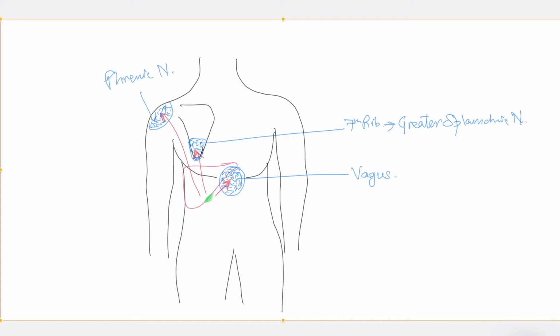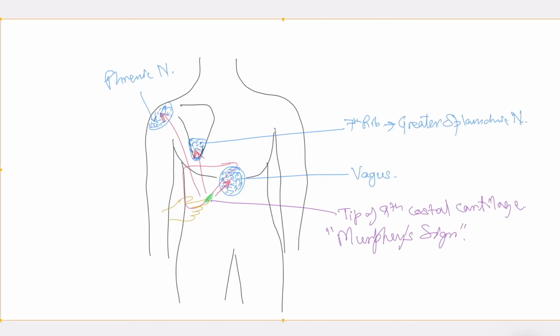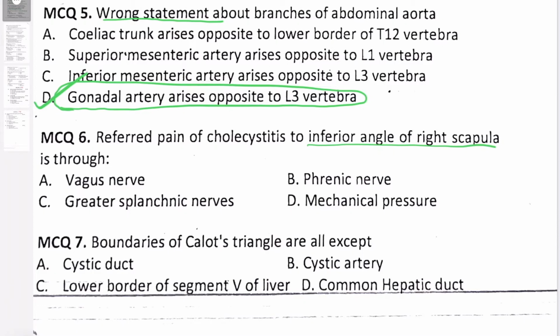Another important point, in case it's asked: this point here is the tip of the ninth costal cartilage. If you press upon this point, which actually lies over the fundus of the gallbladder, there will be wincing pain and a grimace seen on the face of the subject if you press deep here. Because of the inflamed fundus of the gallbladder, the tenderness felt by the subject is called Murphy's sign. Okay, so the pain of cholecystitis to the inferior angle of the right scapula is through the greater splanchnic nerves.